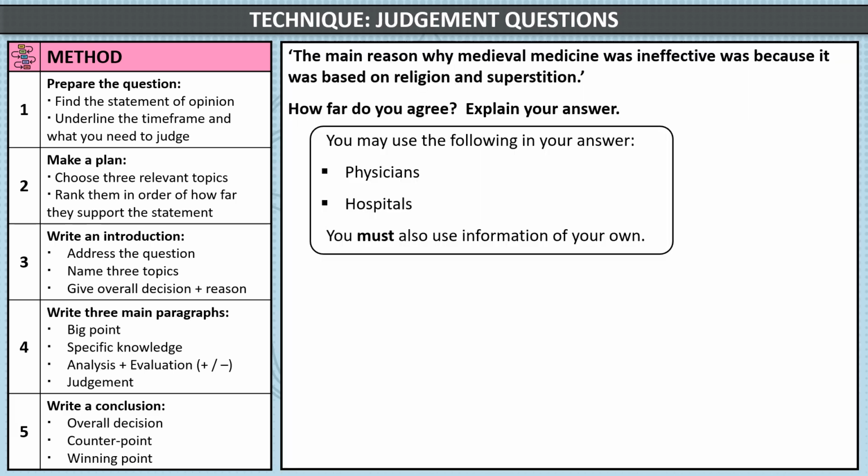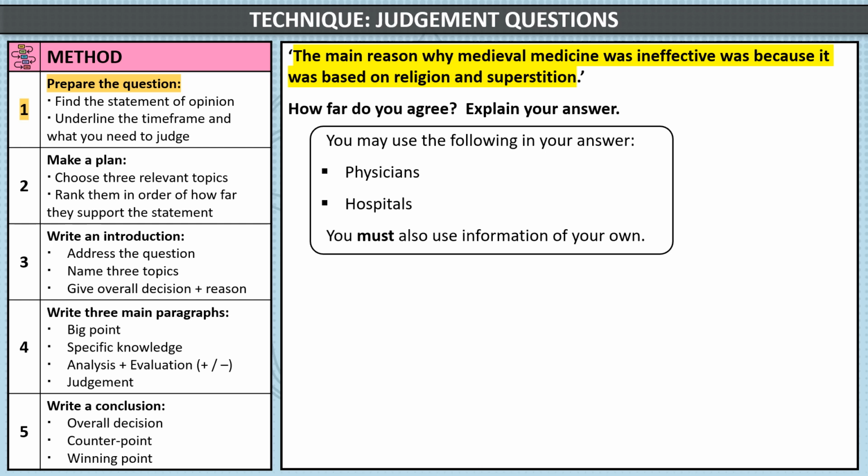And this is the question we're going to practice on. The main reason why medieval medicine was ineffective was because it was based on religion and superstition. How far do you agree? Explain your answer. Now, before we write, we must prepare the question so that we understand what we are being asked to do.